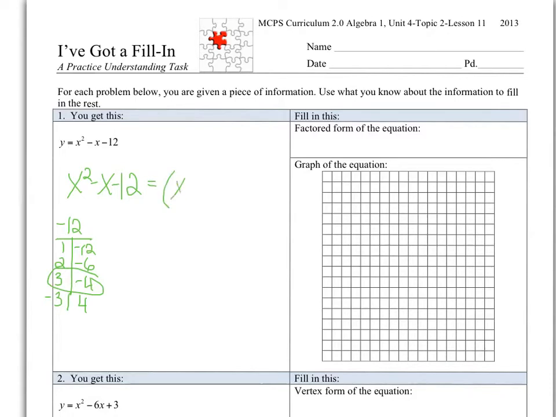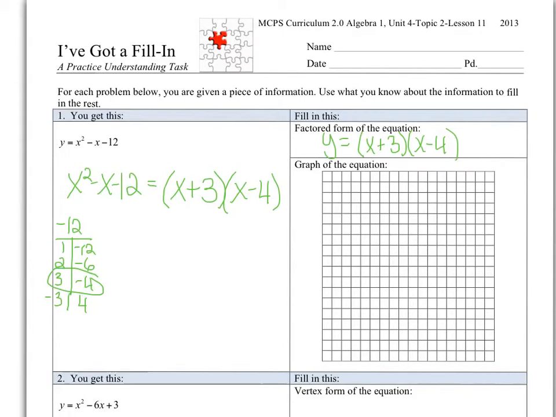And this factors into x plus 3 times x minus 4. So my factored form of the equation is going to be y equals x plus 3 times x minus 4.